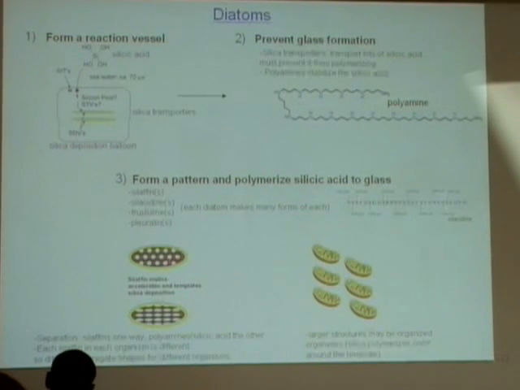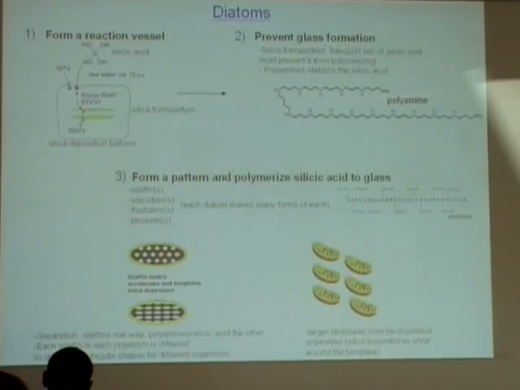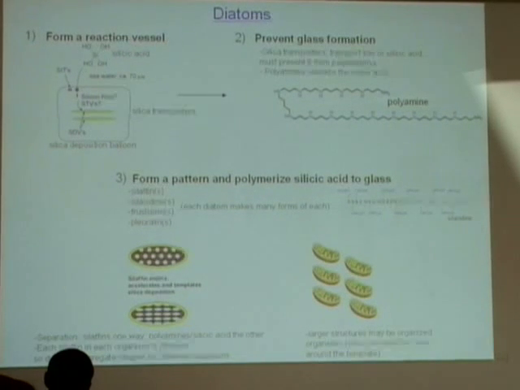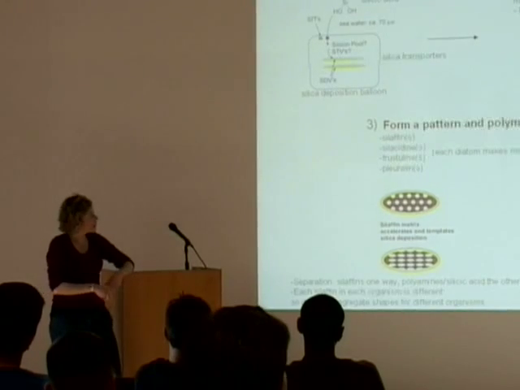So the white dots you can think of are the silaffins, and the black is silica, okay, and this polyamine. And so these proteins are actually sort of the negative, kind of the bricks, and the mortar in this case is the silica. And so that's what forms the pattern that you saw that's highly intricate.